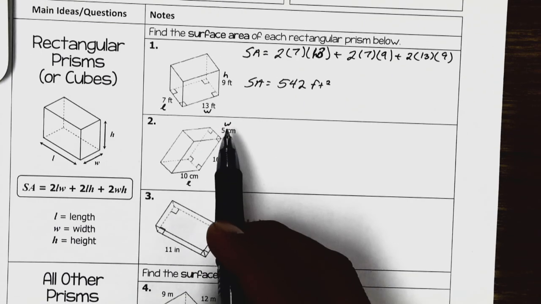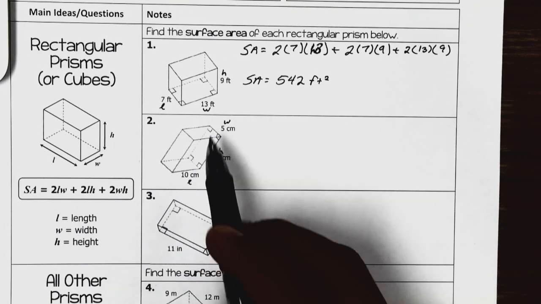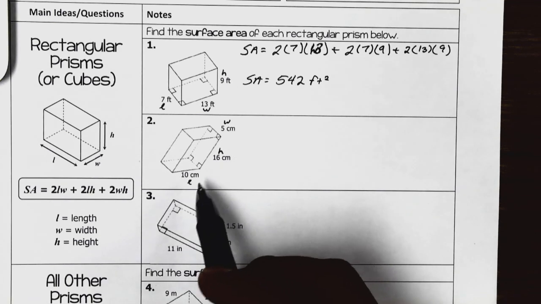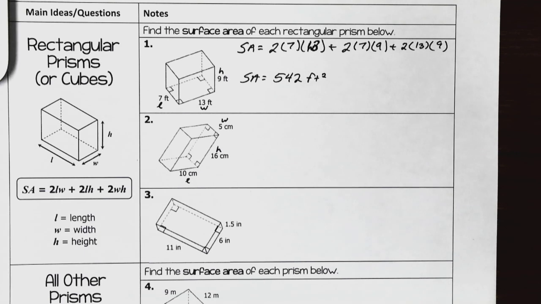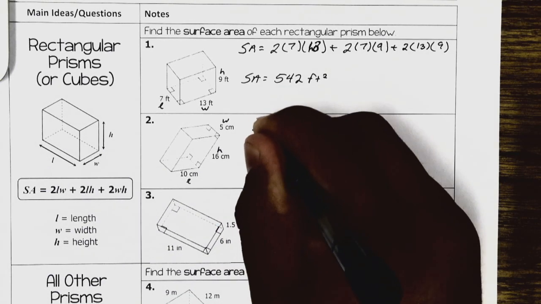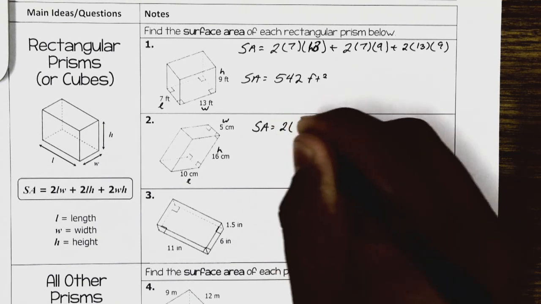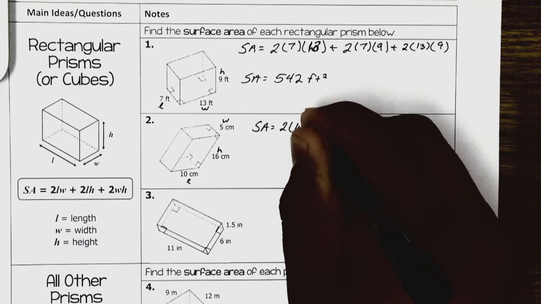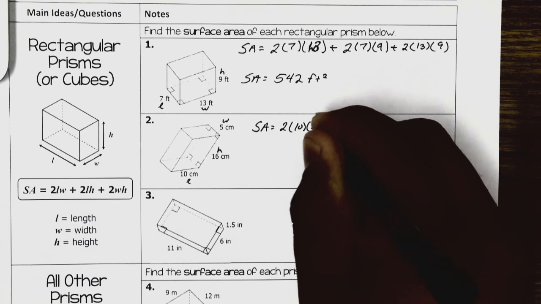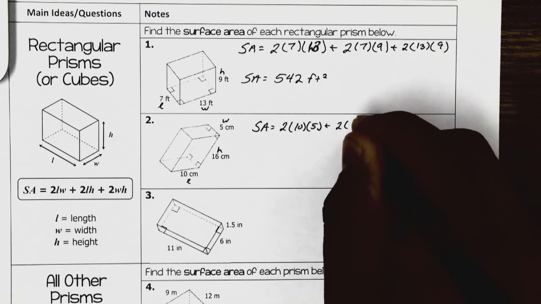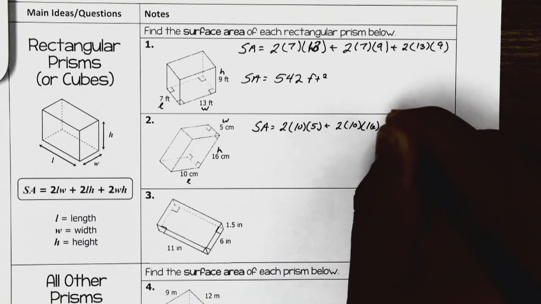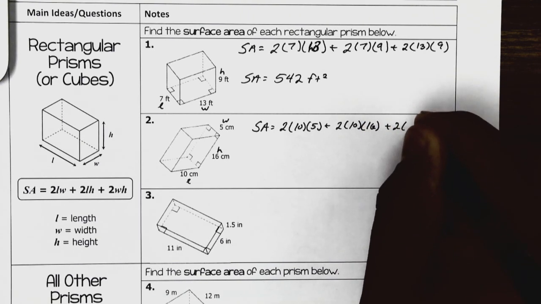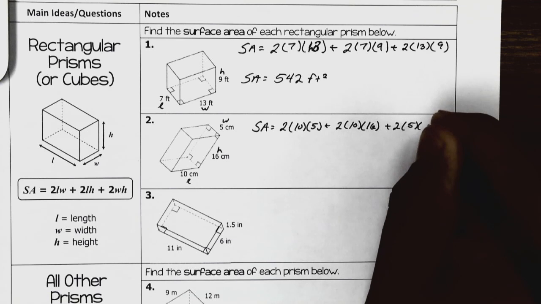Honestly, if you're confused on which one is H, L, and W when you're dealing with a shape like this, it doesn't matter as long as each one is given a designated value. All right, so we're gonna do the formula again. So surface area equals 2 times L, which is 10, times W, which is 5, plus 2 times L, which is 10, times H, which is 16, plus 2 times W, which is 5, times H, which is 16.